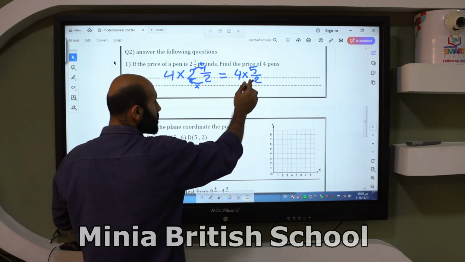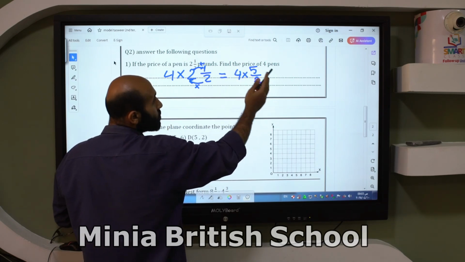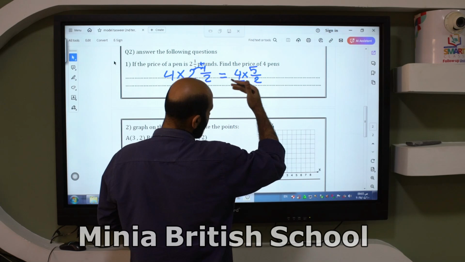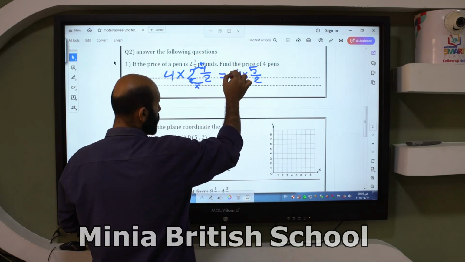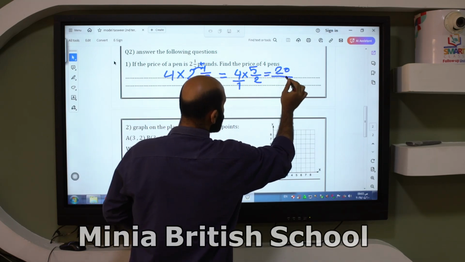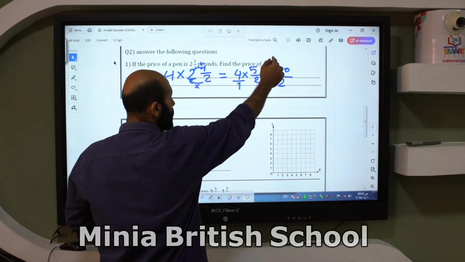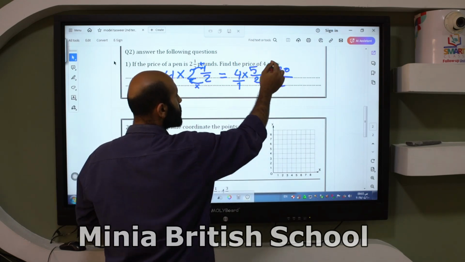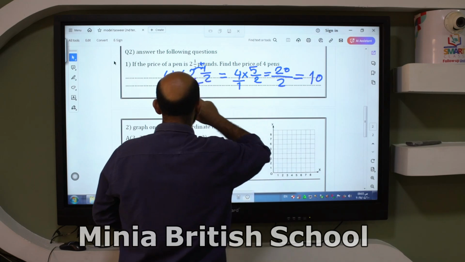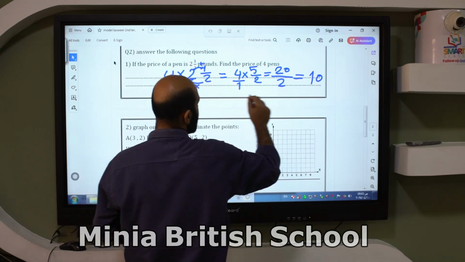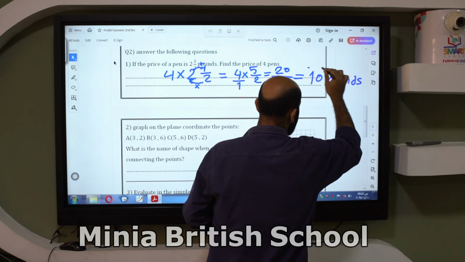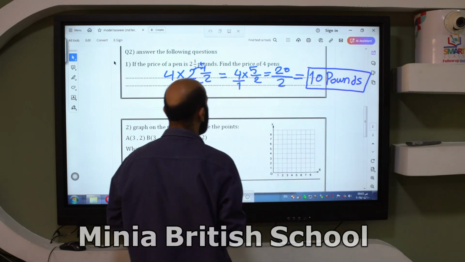You want to simplify it first? It's okay, it doesn't matter. You want to multiply then simplify, it's also okay. I prefer to multiply then simplify. Now 4 is a whole number, so its denominator will be 1. 4 times 5 equals 20, and 2 times 1 equals 2. 20/2, so I will divide: 20 divided by 2 equals 10. And don't forget to write the unit, 10 pounds, because he wanted the price of 4 pens.